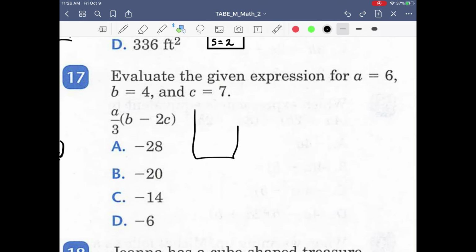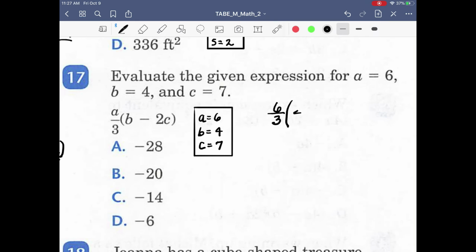I tell you, my drawing today is horrible. I can't even get it to make a rectangle. There we go. A is 6, B is 4, C is 7. And the expression is A divided by 3 all times 4 minus 2 times 7. So this is not an easy one to do. This looks kind of scary.